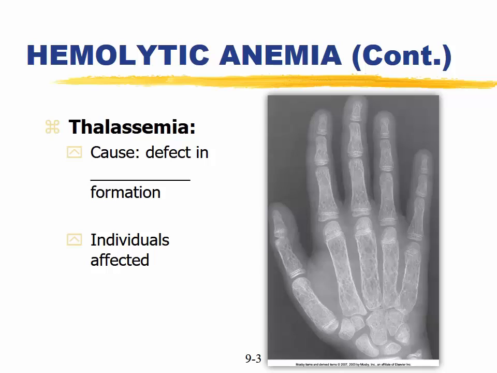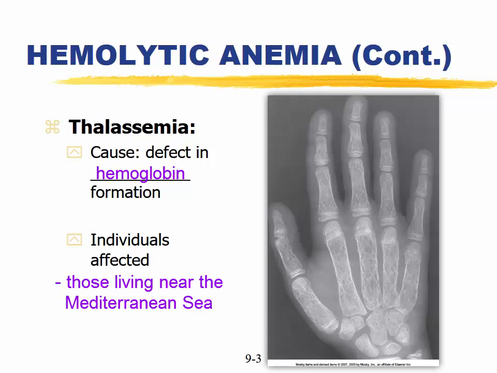Thalassemia is a condition in which there's a defect in the hemoglobin formation. This condition occurs predominantly in persons living near the Mediterranean Sea, especially those of Italian, Greek, or Sicilian descent.